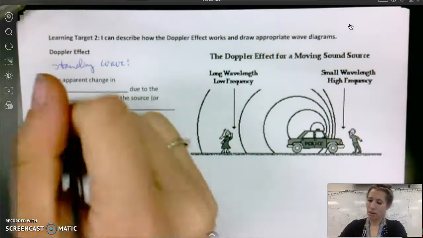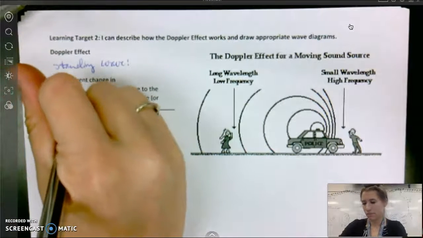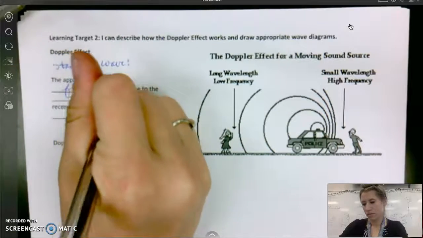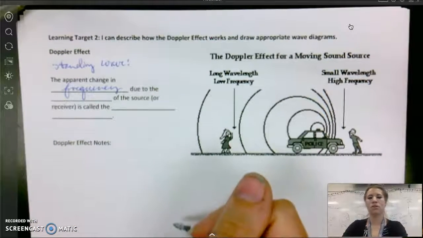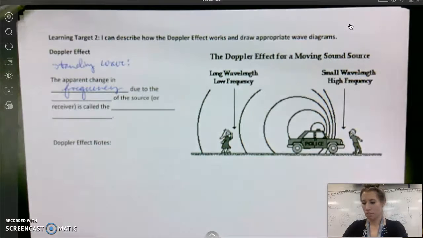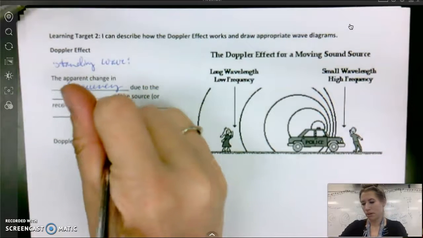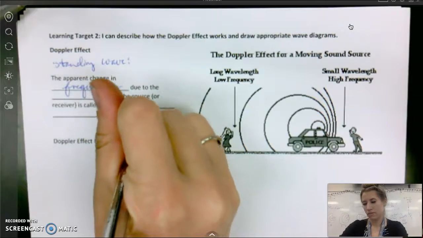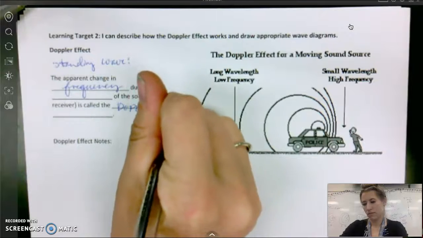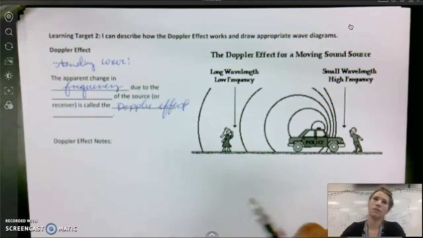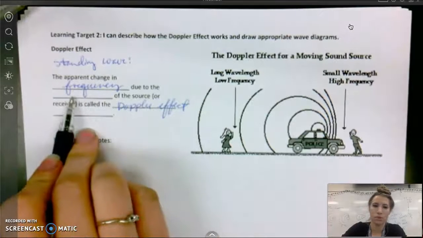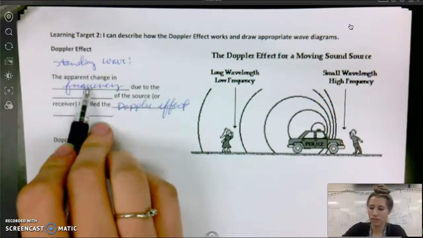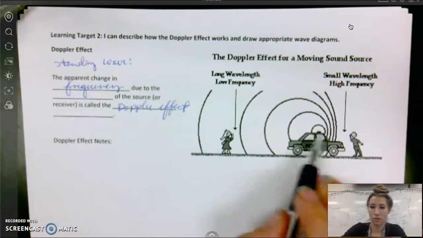Okay. Now the apparent change in frequency due to the motion of the source or the receptor is called the Doppler effect. Okay. And so what we mean by that is if something is moving towards or away from you, it can change the frequency that's being produced.